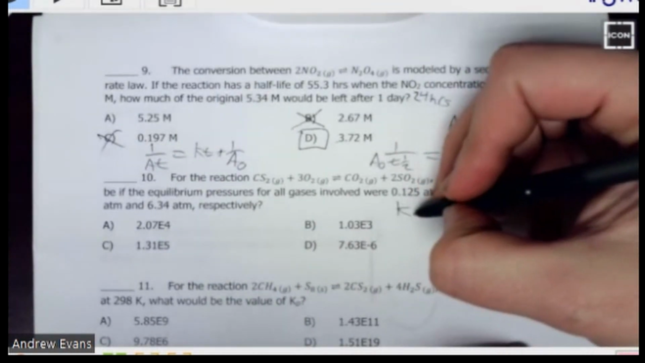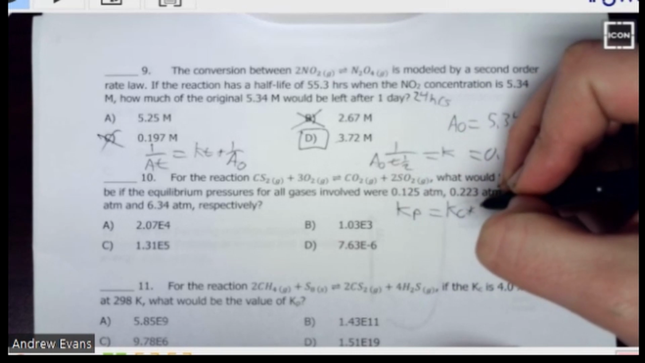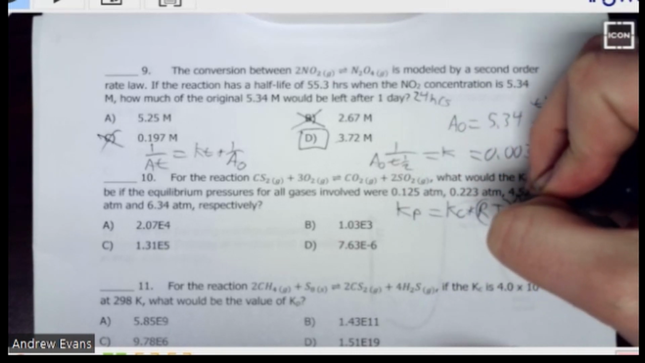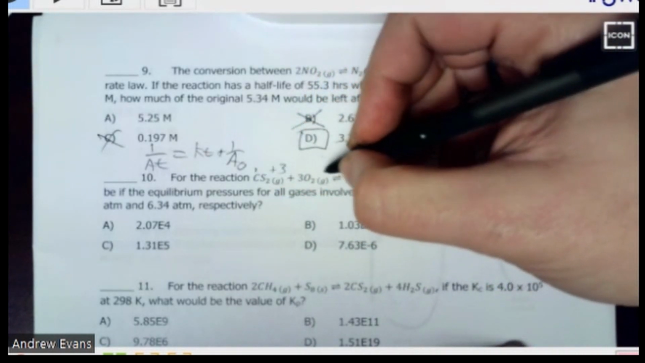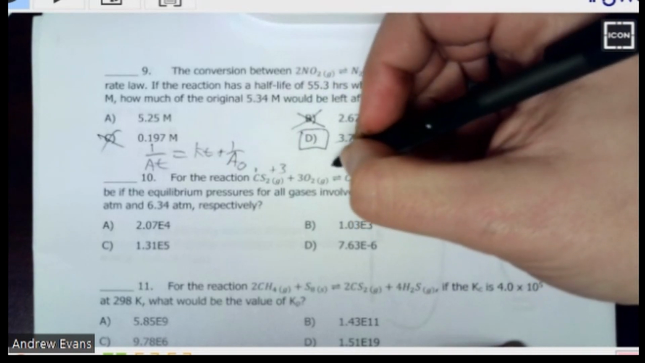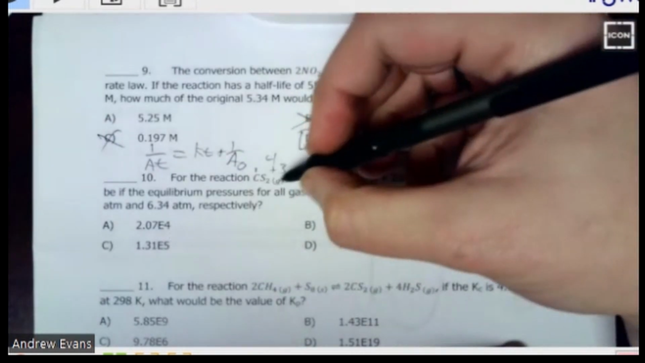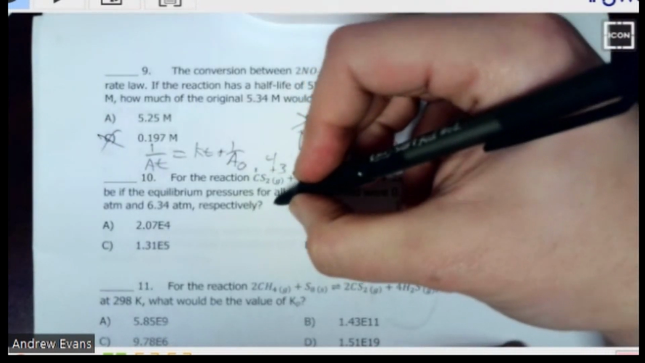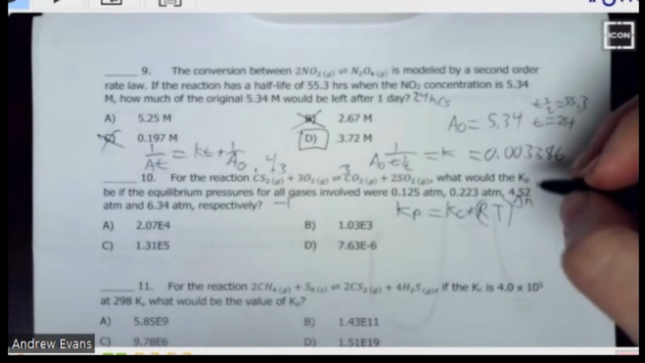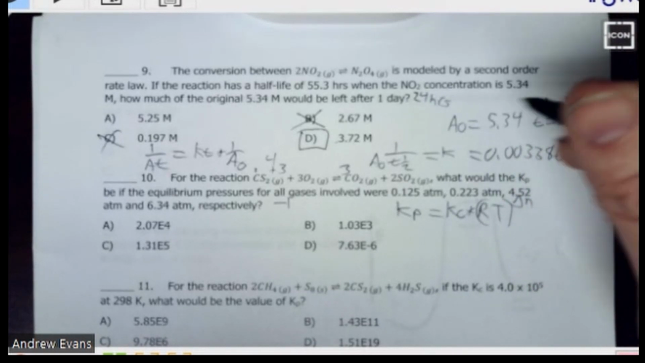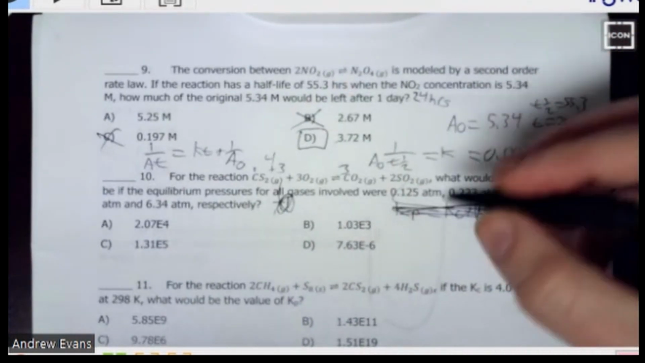This one, Kp equals Kc times RT to the delta n. The reaction is 1 plus 3 gases goes to 2. What was it? So 4 gases goes to 2 plus 1, 3 gases. So our delta n is negative 1. Actually, sorry. Forget all that. You're just finding Kp.